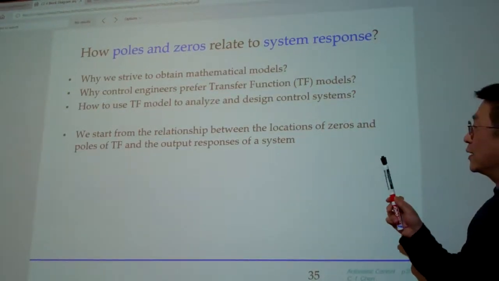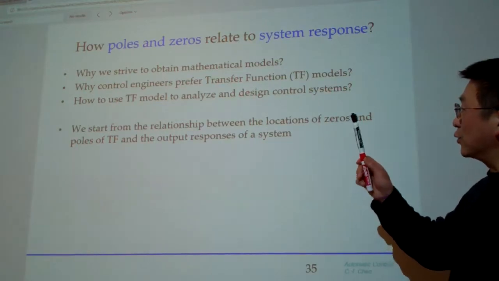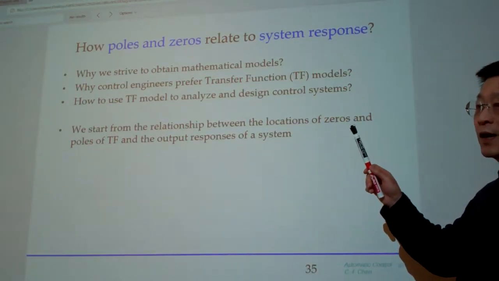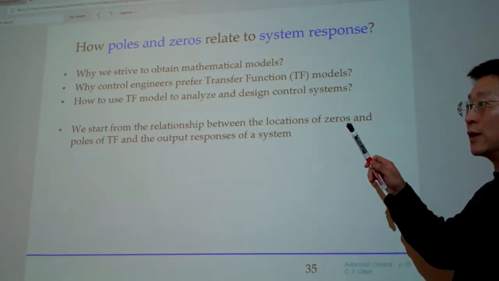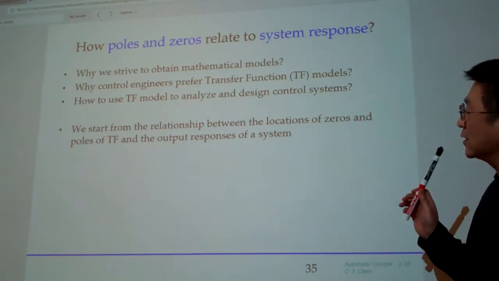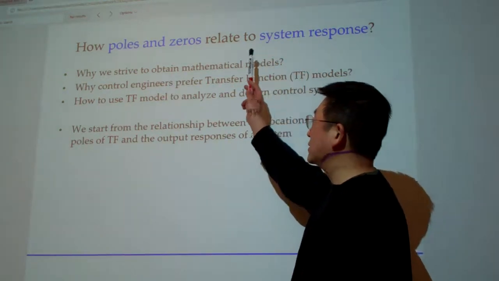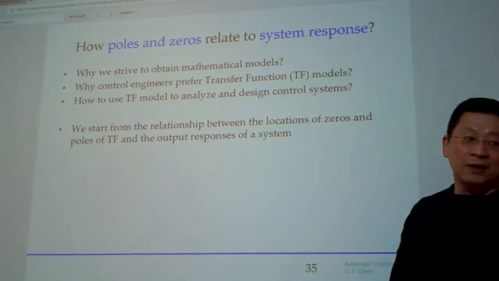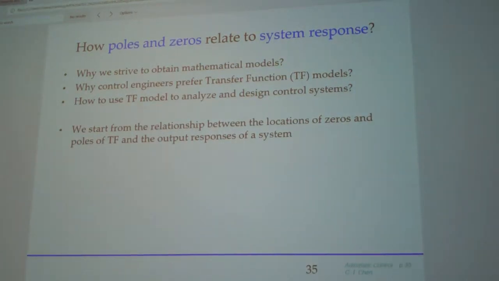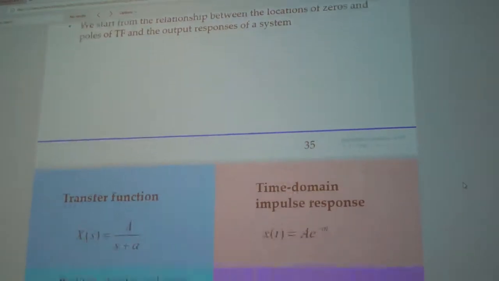In particular, I want to summarize the location of the poles, and from there to tell the response of the systems. Basically, I'm going to correlate the system response to the location of the poles, and that will help us to visualize the system response by simply looking at the location of the poles.